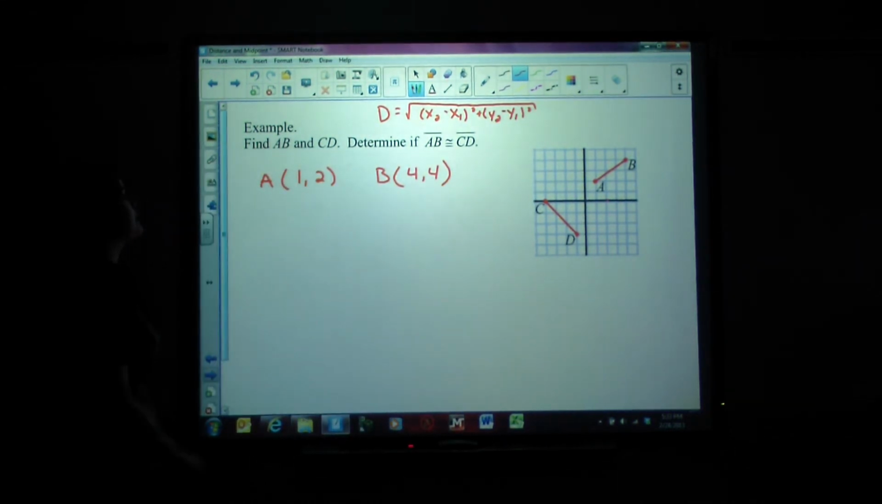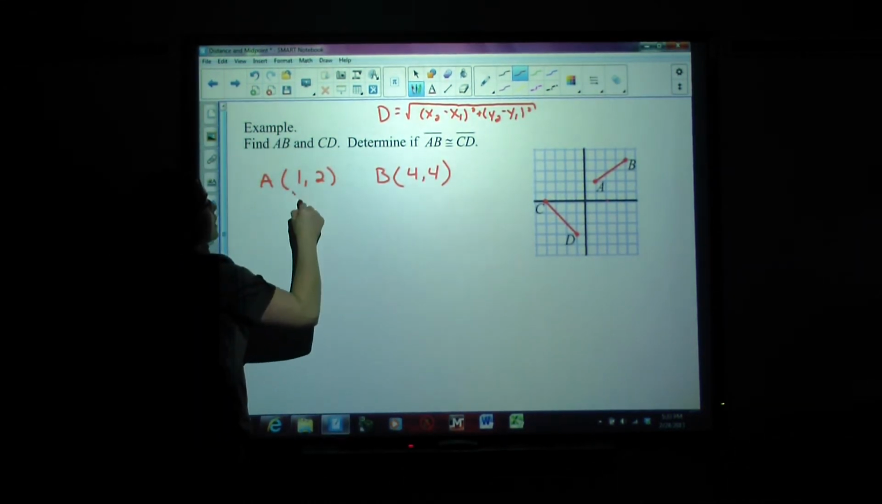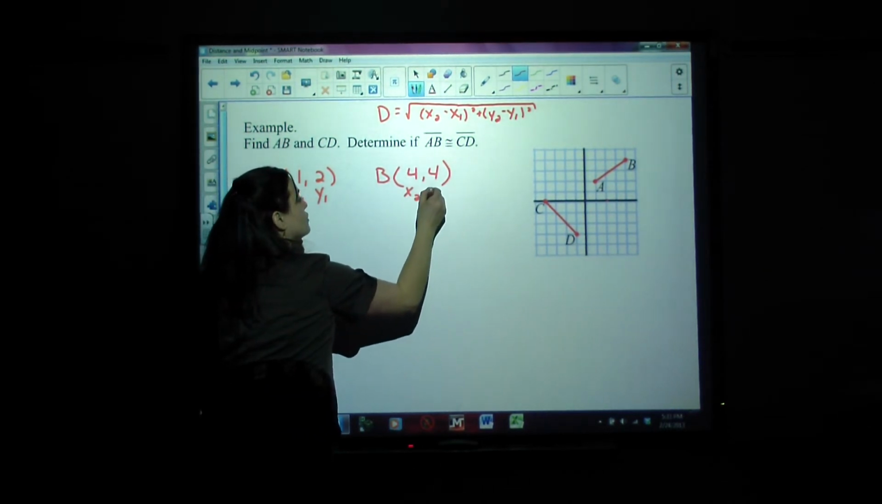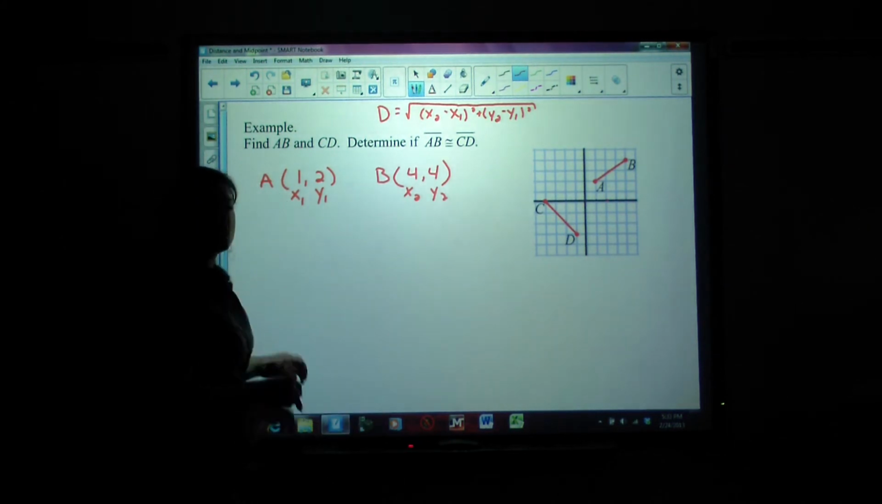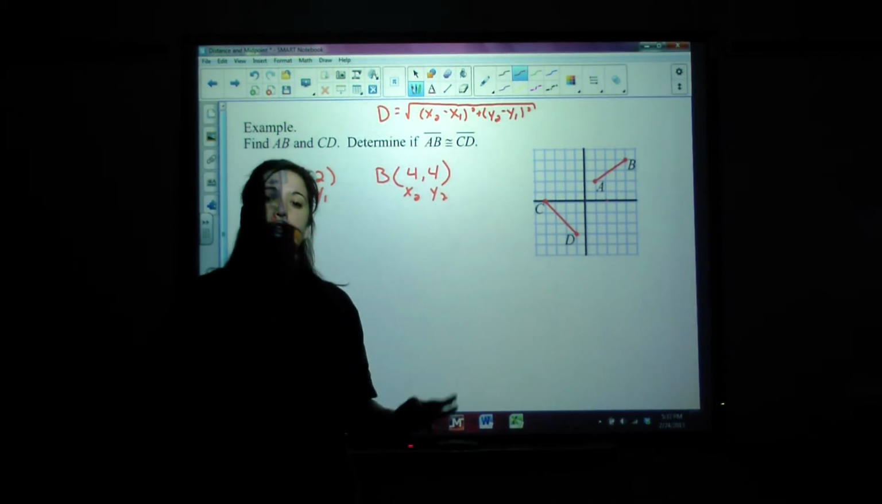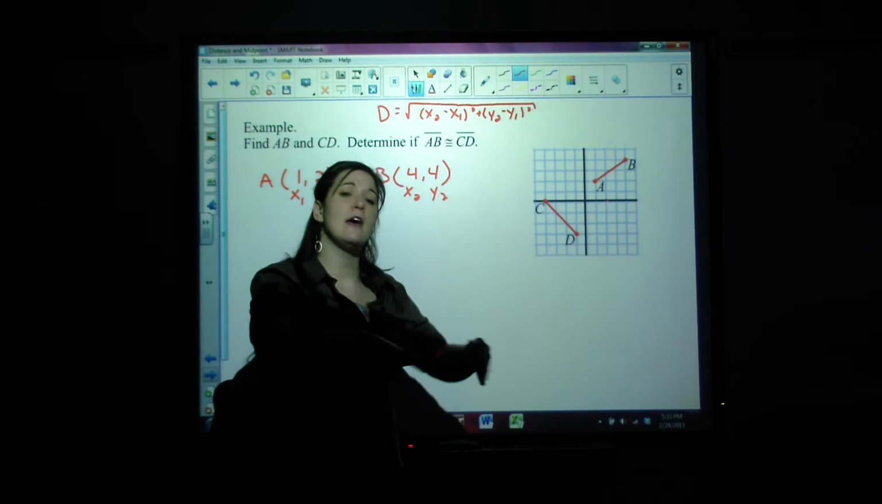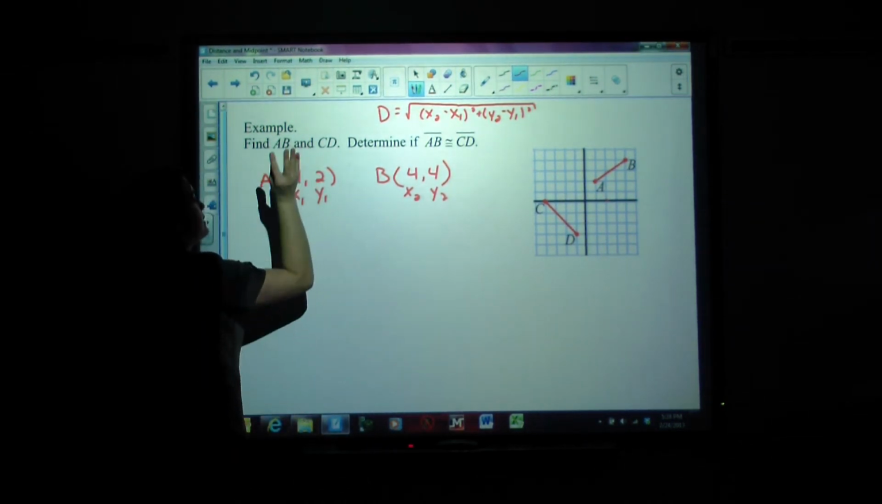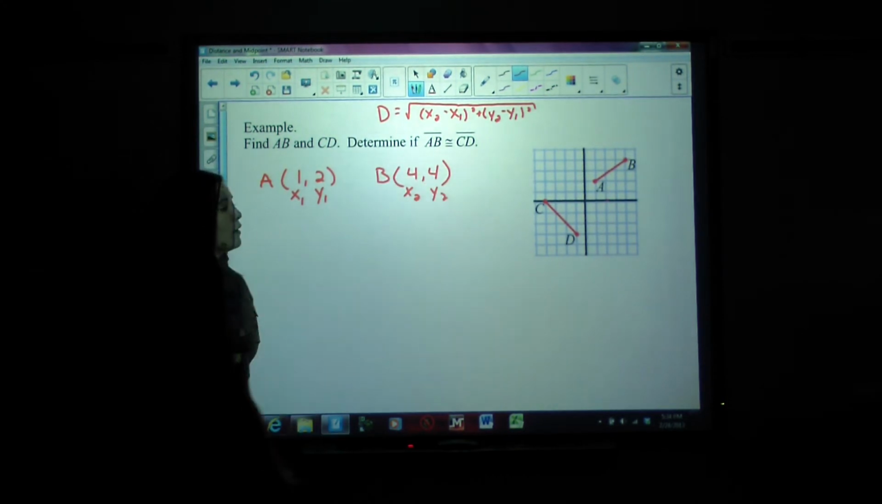So I'm going to plug this in. A is my first point, so I'm going to call this x1 and y1. B is going to be at x2 and y2. The 1s and 2s simply tell you point 1 and point 2. They don't actually do anything. We're not multiplying by anything. It's just telling me this is for point 1, this is for point 2.